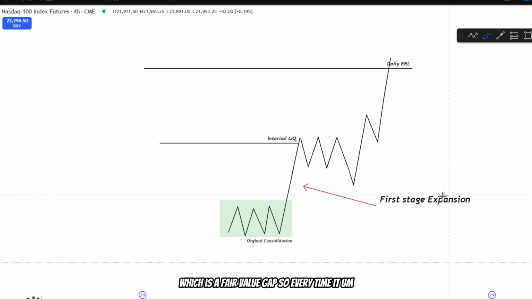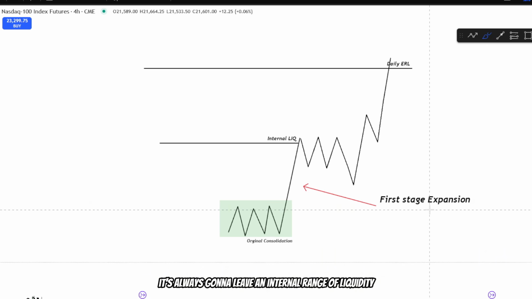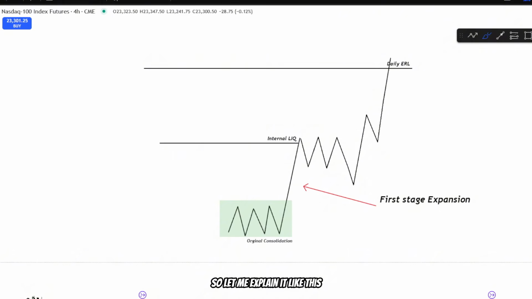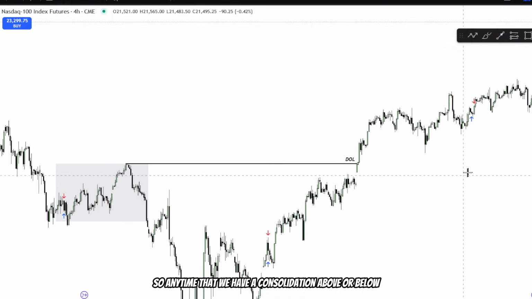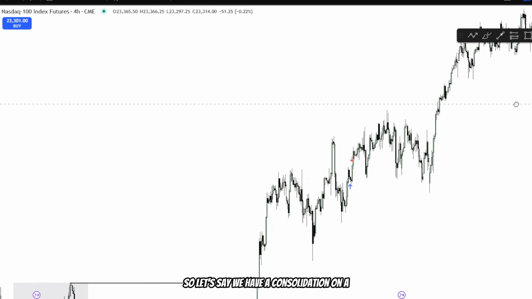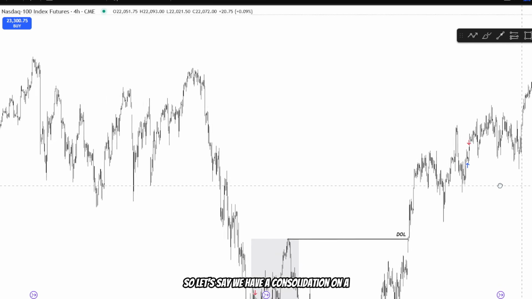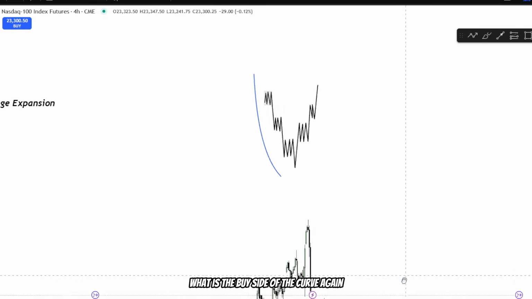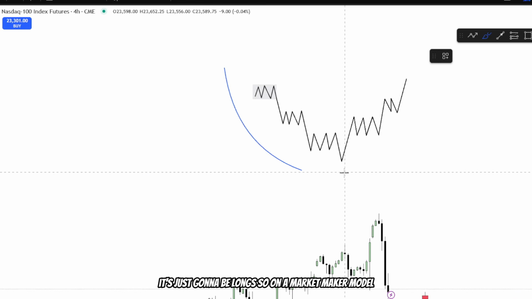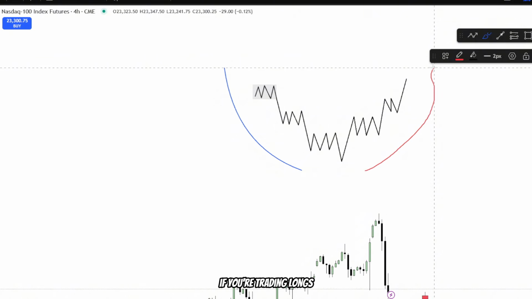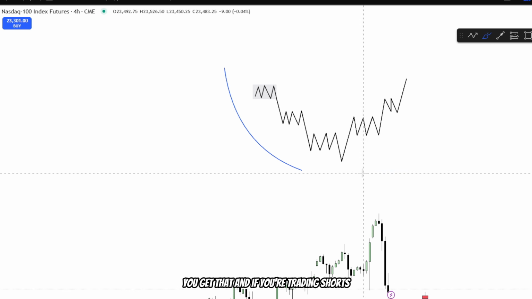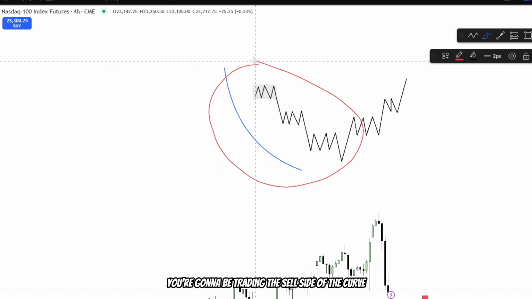So every time an expansion happens, it's always going to leave an internal range of liquidity, and that's going to be below these swing lows on the lower time frame. Let me explain it like this. Anytime we have a consolidation above or below, so let's say we have a consolidation on the buy side of the curve. What is the buy side of the curve again? It's just going to be longs. So on a market maker model, if you're trading longs, you're trading the buy side of the curve. You get that? And if you're trading shorts, you're trading the sell side of the curve, right?